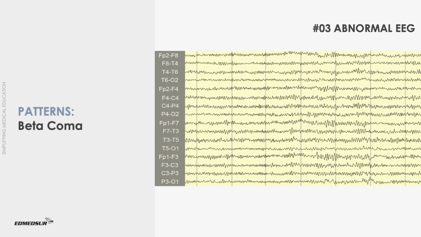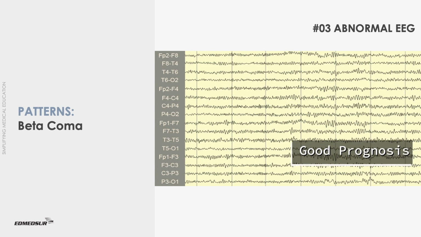Beta coma is defined as the appearance of EEG activity in the beta frequency range in an unconscious patient. This pattern is generalized and symmetrical. It usually occurs in coma caused by or complicated by barbiturate or benzodiazepine intoxication. As a result, it is usually associated with a favorable outcome.